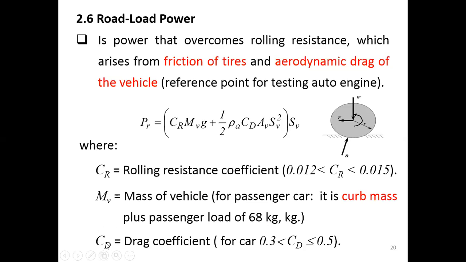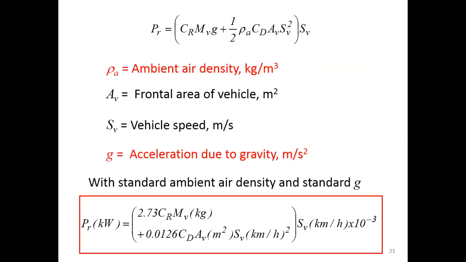Okay, C_D shown right here is the drag coefficient for the car. The C_D is usually designed in between 0.3 to 0.5. I talk about the typical car. And rho_A here represents the ambient air density. A_V represents the frontal area of the vehicle. S_V is the vehicle speed or the car speed in terms of meters per second. And g represents the acceleration due to gravity.